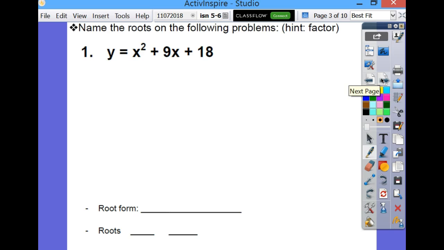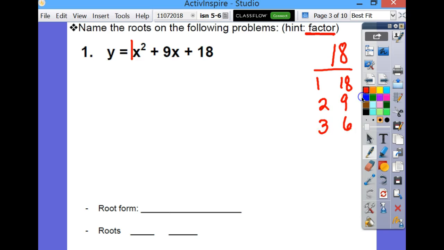And what kind of form is this in? This is standard form. So how do I get it from standard form to root form? Another name for root form is factor form. And so do you remember how to factor? Do you remember that you multiply the first number times the last number and you get the number 18? And you write down the factors of 18. And you look for the factors of 18 that are going to add up to get a 9.